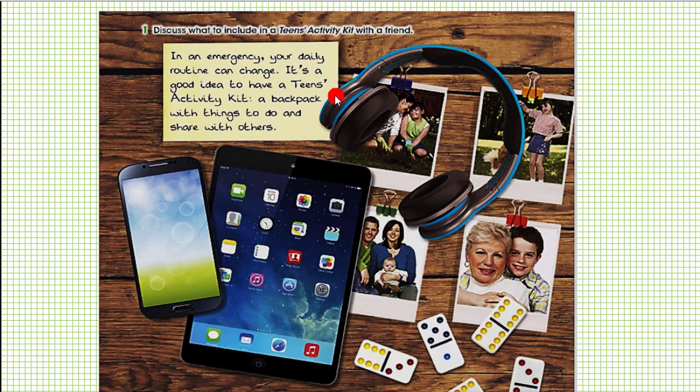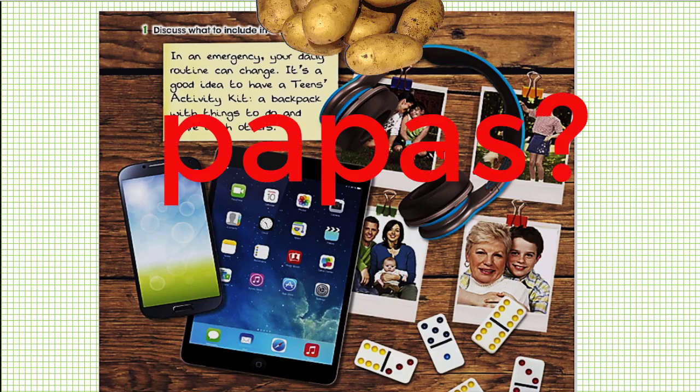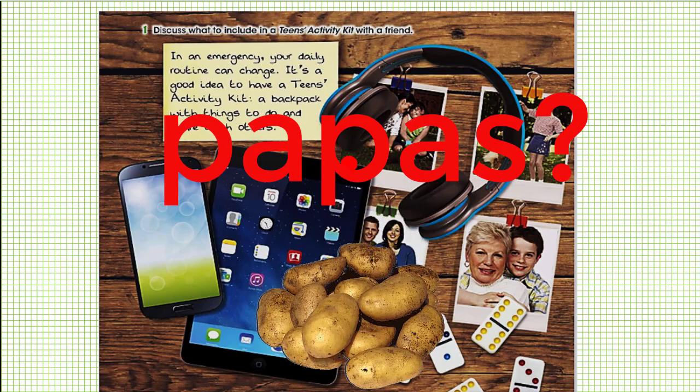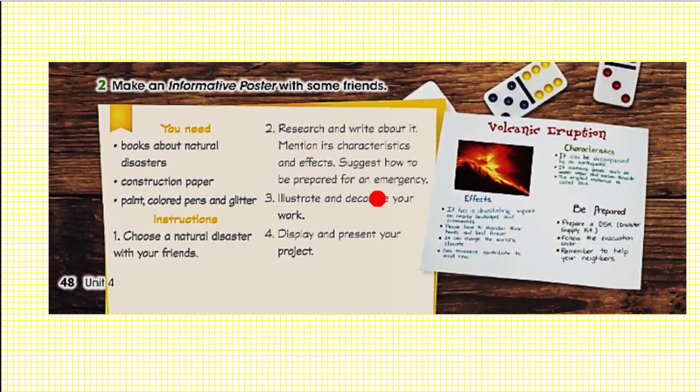Recuerda, aquí dice, your daily routine can change. Las rutinas pueden cambiar automáticamente con esos desastres y hay que estar preparado. Right? Okay, that's it. Pay attention, for example, this part. Por favor, conversa eso con tus papás. Right? Okay, pay attention please here. Now we have activity number 2.